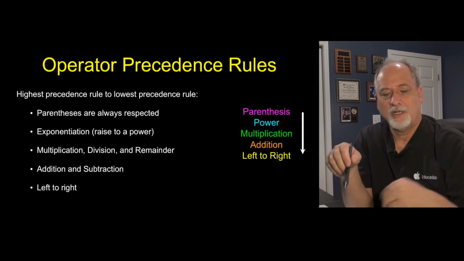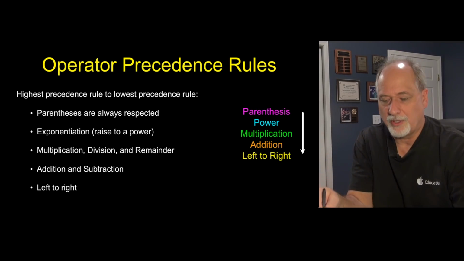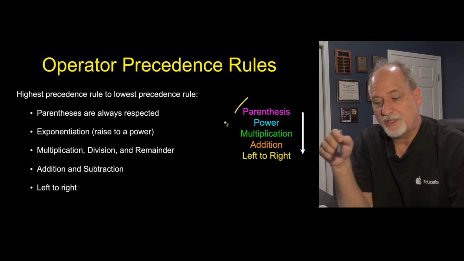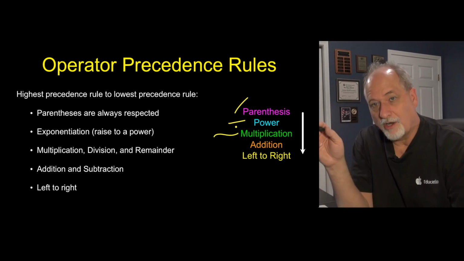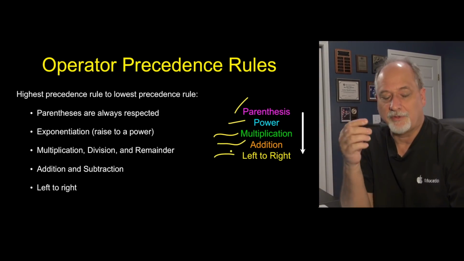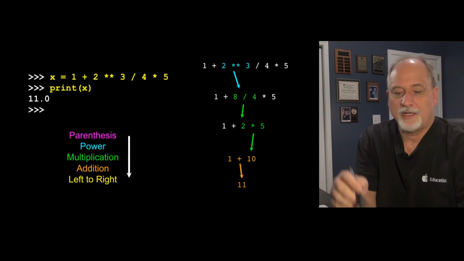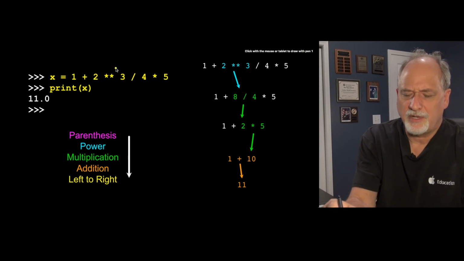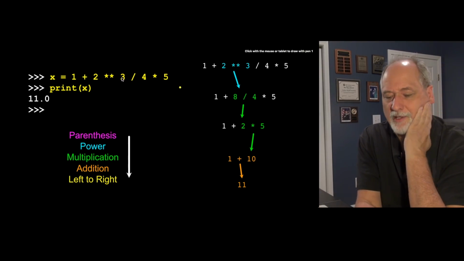So the way things work in terms of operator precedence is parentheses are the most important thing, followed by raising to the power, all else being equal. Multiplication and division are both equal, and then addition, and then within it's adding left to right. So let's see an example of how this works. And so if we take 1 plus 2 raised to the 3 power divided by 4 times 5. And we print out what comes out of this.